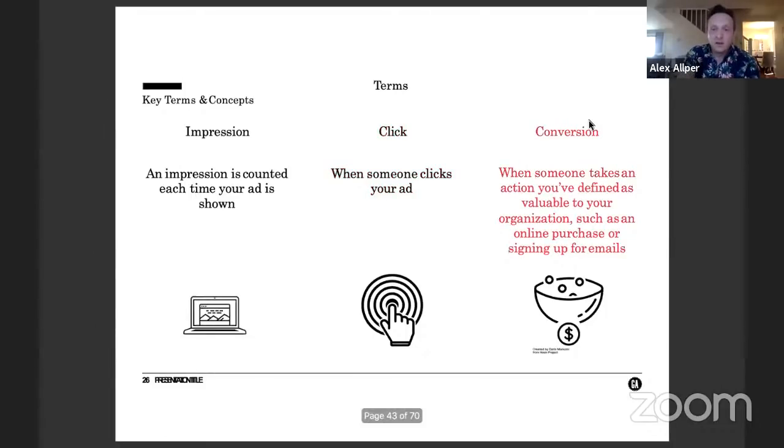Conversion. Conversion is what you're going after. Once you get that click, that's only half the battle. Now you want them to convert. And a conversion can be a million different things. You could get a conversion just based off of somebody signing up for your email newsletter. If somebody clicks and puts their email address in there and hits okay, that could be considered a conversion. It could be considered a conversion based off of somebody putting something in their cart. But ultimately, when we think of conversion, if it's not signing up for an email address, it's making a purchase, right? It's taking an action in some way, shape, or form.